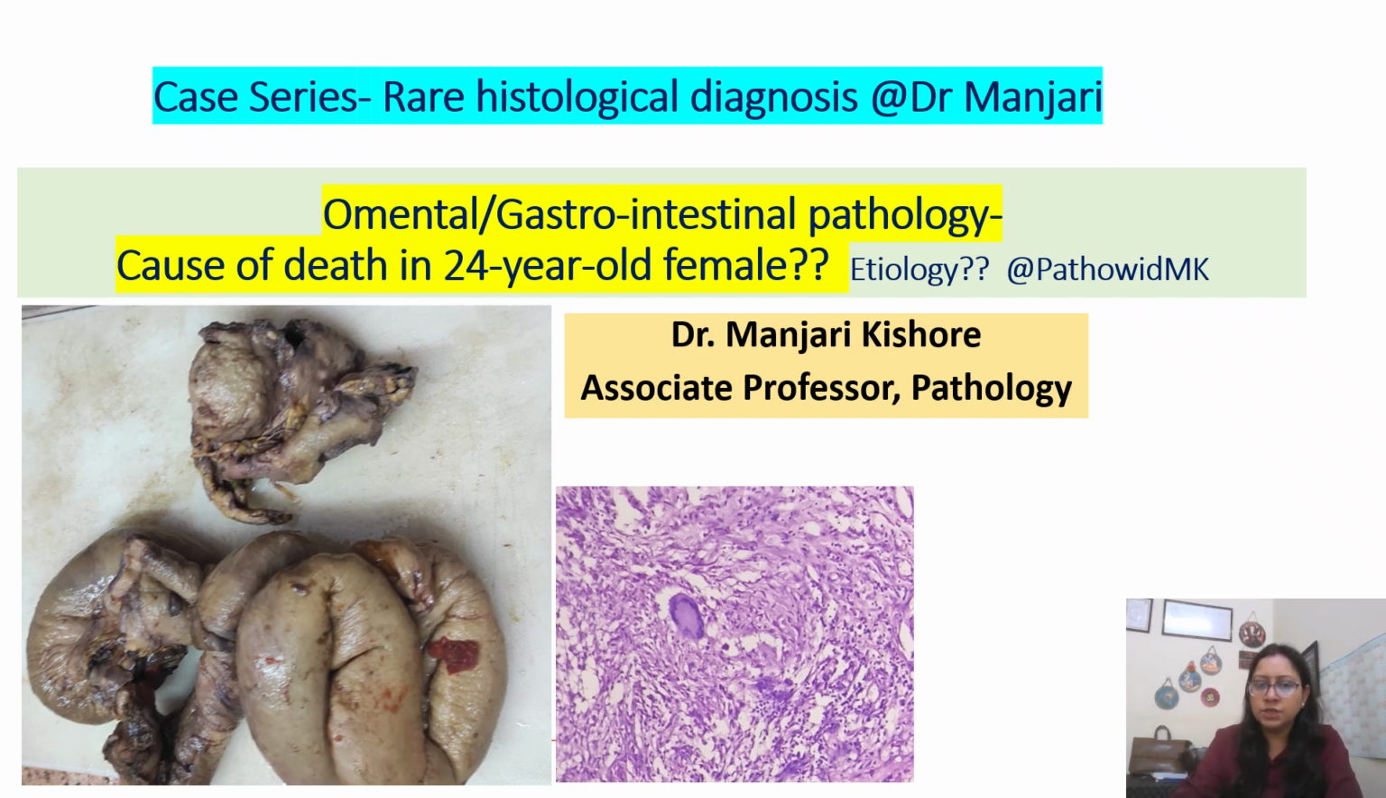So, today, continuing our series on rare histological diagnoses of the specimens which I get in my lab and report the histology, I thought we would discuss another interesting case which I got while grossing and then seeing the microscopy. This is just a statement which comes to our mind, that is omental or gastrointestinal pathology. What could be the cause of death in a 24-year-old female?